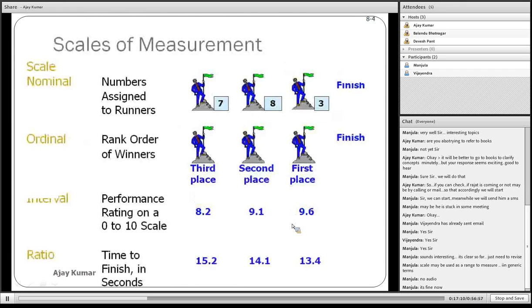Now let's come to the real thing. When we talk of scales in research, we have essentially four kinds of scales, and every kind of data that we can collect, from wherever and in whatever form, has to be documented or transcribed in one of these four forms. One form is nominal, another form is called ordinal, another form is called interval, and the fourth form is known as ratio.